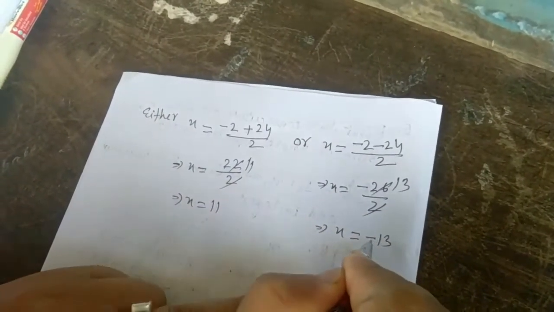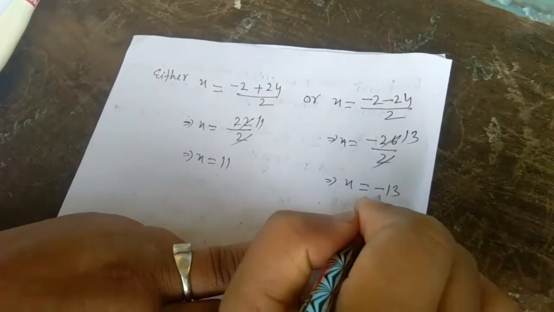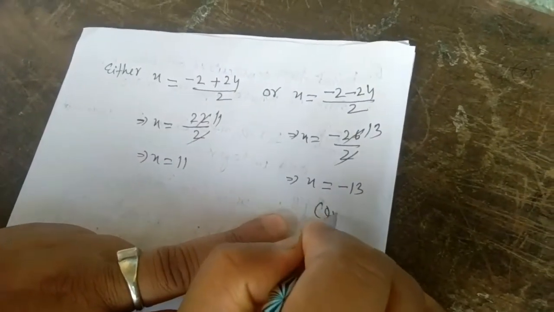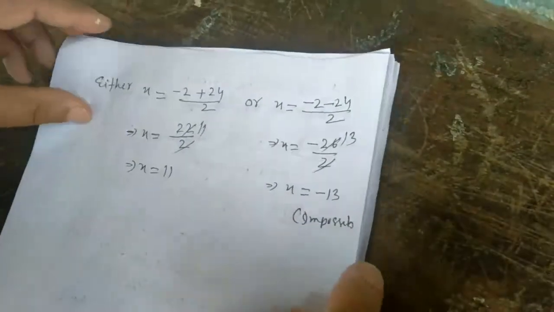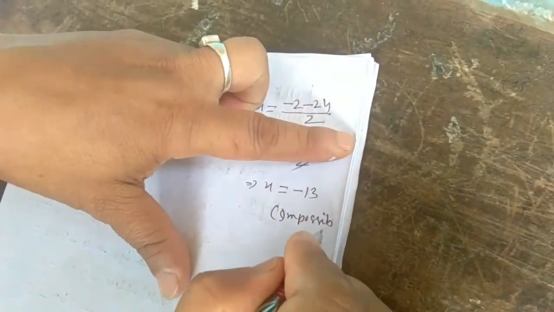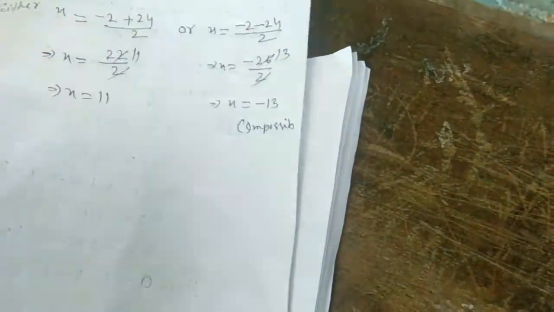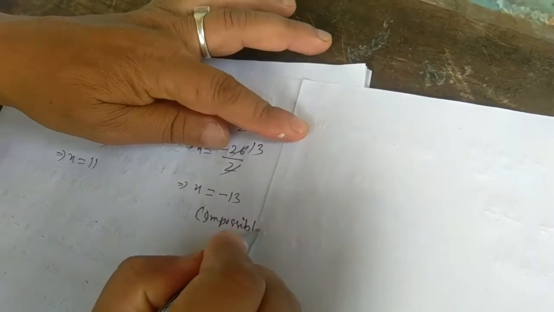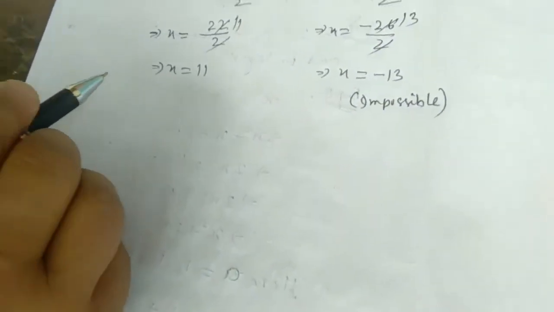Okay, a positive odd integer is given, so negative is not possible. So you write here: impossible, it is not possible.